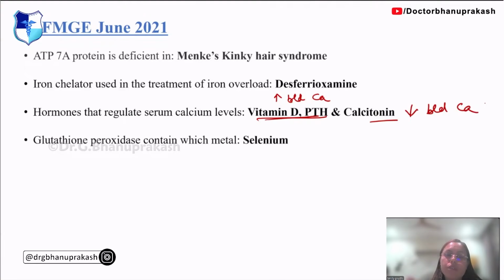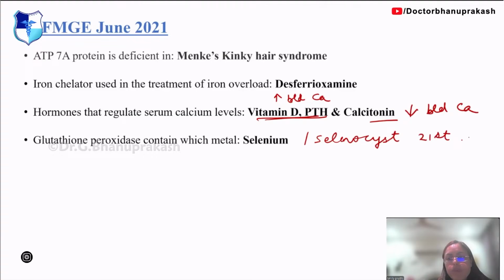Glutathione peroxidase contains which metal? Selenium. Or we can say selenocysteine, the 21st amino acid. Very important topic, selenocysteine.